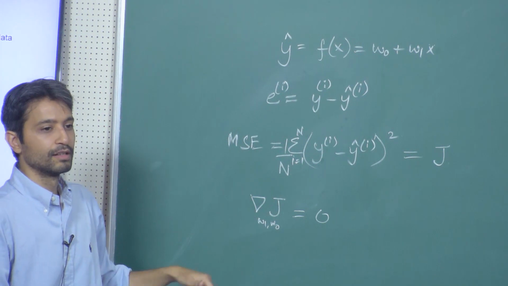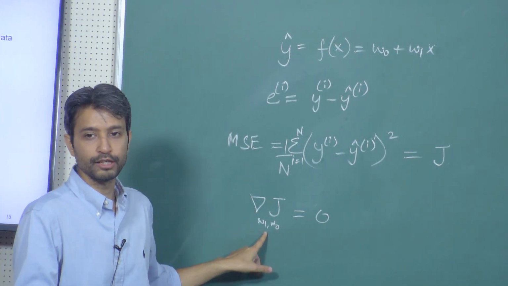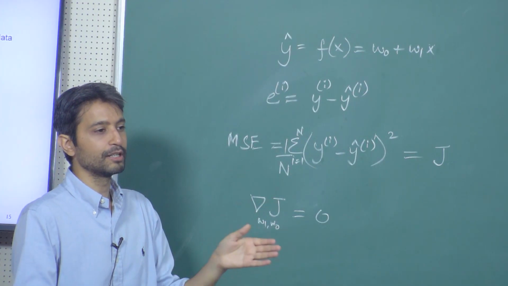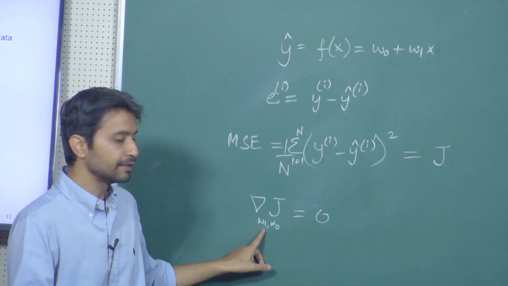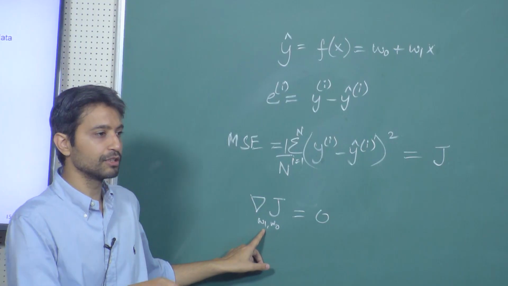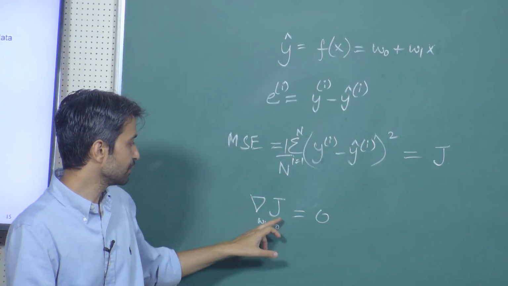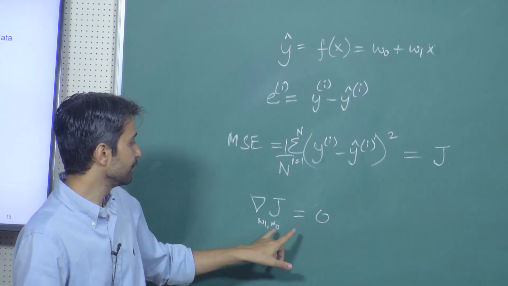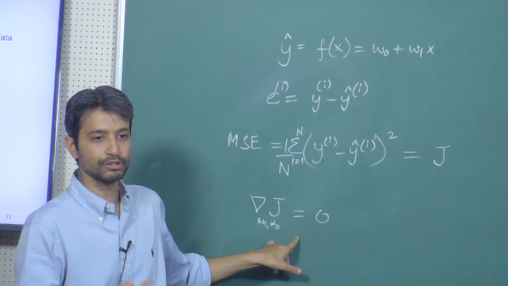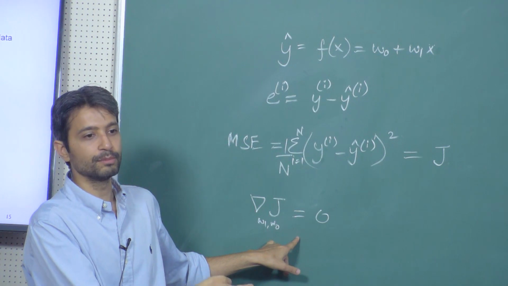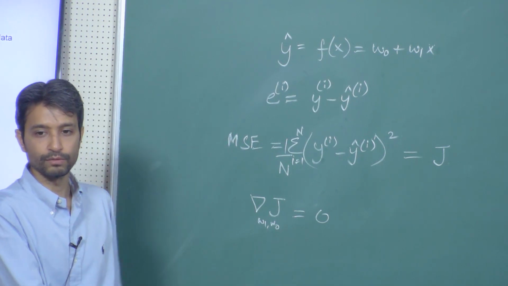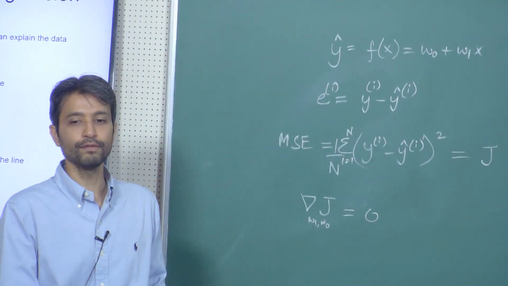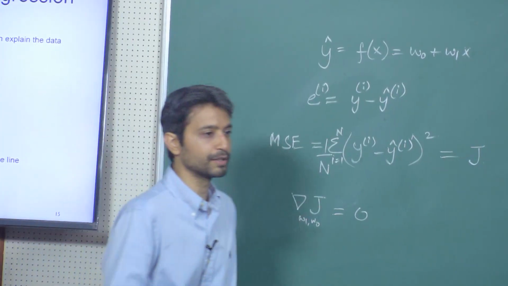But in this case, I have two variables, w naught and w1. So basically I need to do del J by del w naught equals 0 and del J by del w1 equals 0. The good way to write a vectorial differential would be to take the differential of J with respect to w1 and w naught and make it equal to 0. So this is a system of equations. It's not just one equation. It has two equations right now: del J by del w naught equals 0 and del J by del w1 equals 0. When you do this, we'll get the values of W0 and W1 which will best fit the data.